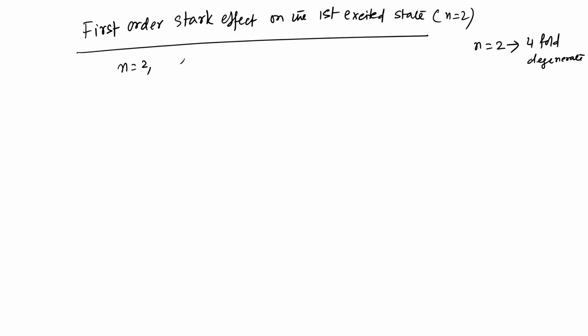Okay. So, there are 4 states, and what are those 4 states? Because if n is equal to 2, L can take values 0 and 1, and ML can correspondingly take values: if L is 0, ML is 0; if L is 1, ML is 1 or 0 or -1. So, how many states do we have now? We have n equal to 2, L equal to 0, ML equal to 0. This is called a psi 2 0 0 state in our notation that we use, psi NLM.